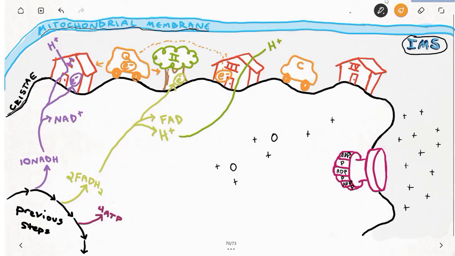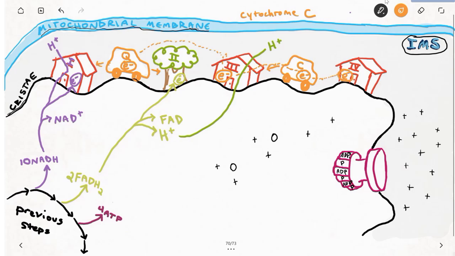Complex number 3 does. Well, now we get to another car with the letter C on it, and this is called cytochrome C. Cytochrome C is also another mobile coenzyme, just like the coenzyme Q back there, and it does exactly the same thing. It drives back to complex number 3, and it takes those electrons, and then it drives forward to complex number 4, and drops off the electrons at complex number 4's house.